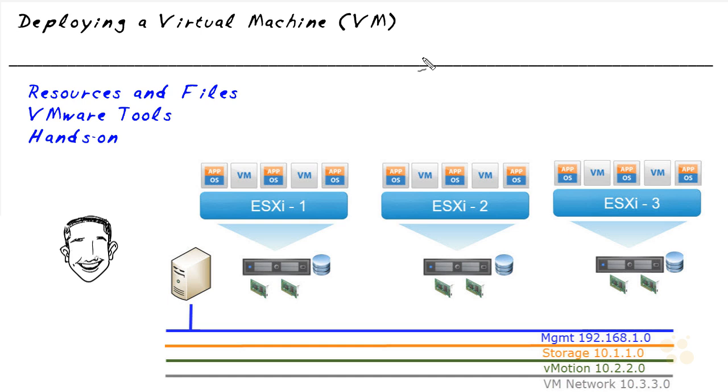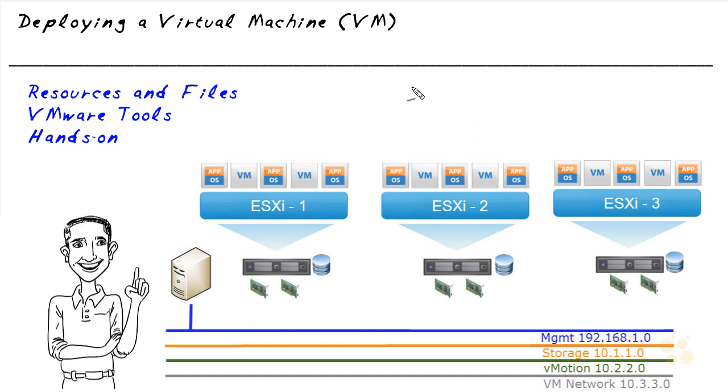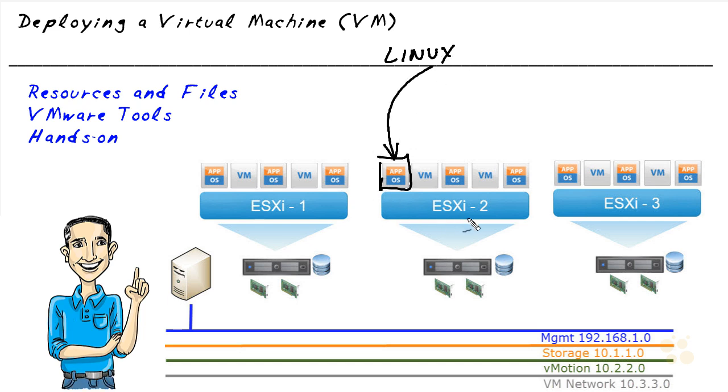In our deployment of a virtual machine, let's go ahead and put a plan in place. Let's use a Linux-based guest operating system, and let's add the VM as a virtual machine running on ESXi2.